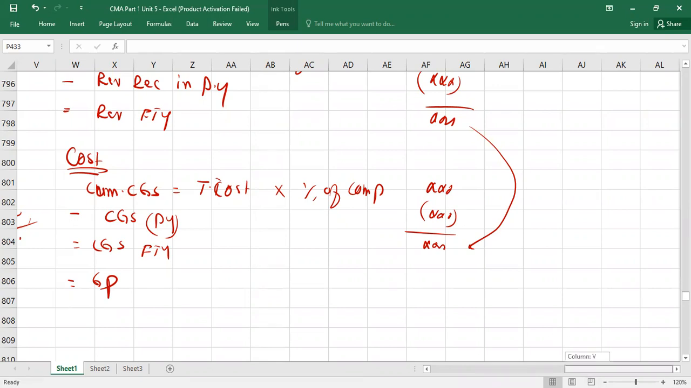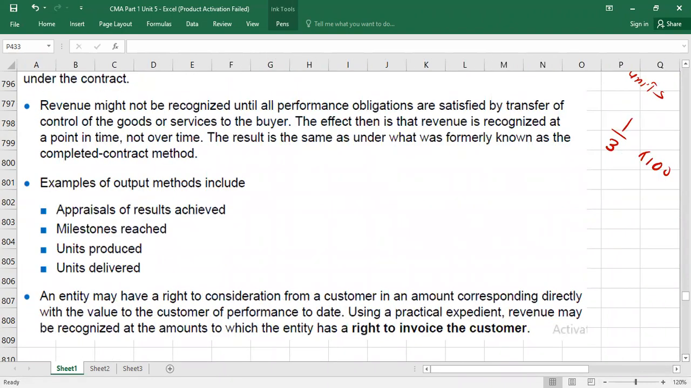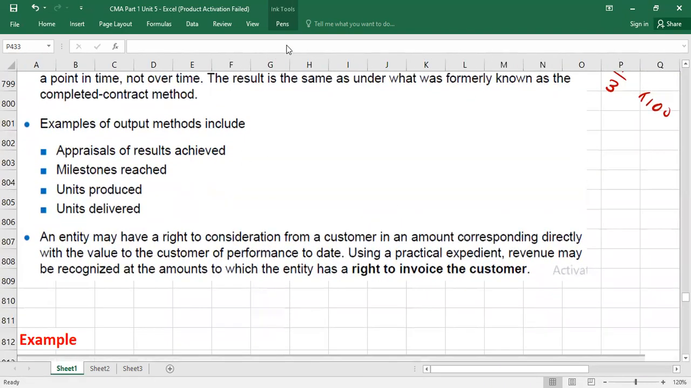So now, guys, I want to tell you, as I told you, percentage of completion can be calculated based on output, and output could be appraisal results achieved. Maybe I agreed with you, I will work for you for $100,000. In the first year, we agreed that, okay, $30,000 of work is done. So I will take 30,000 divided by 100,000, I will get the percentage of completion. Second, milestones reached; it could be units produced, it could be units delivered. Any output, based on that you can calculate the percentage of completion.